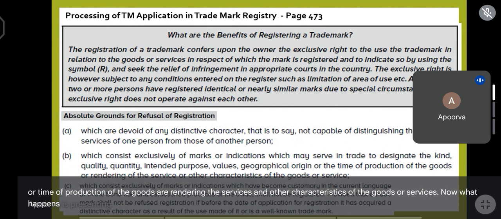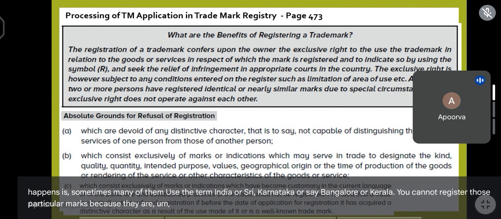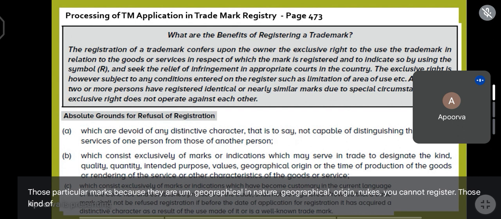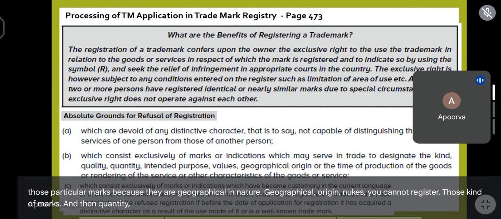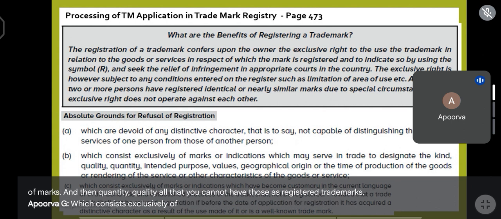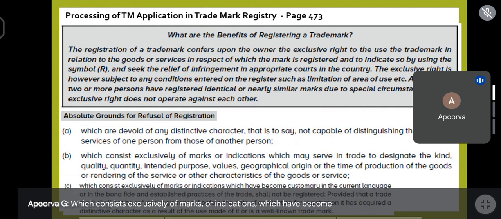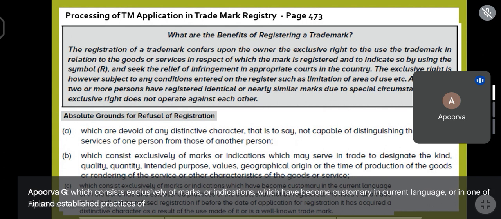Now, what happens is, sometimes many of them will use the term India, or say Karnataka, or Bangalore, or Kerala. You cannot register those particular marks, because they are geographical in nature, of geographical origin. You cannot register those kind of marks. And then quantity, quality, all that, you cannot have those as registered trademarks, which consist exclusively of marks or indications which have become customary in current language or in bona fide and established practices of trade shall not be registered.